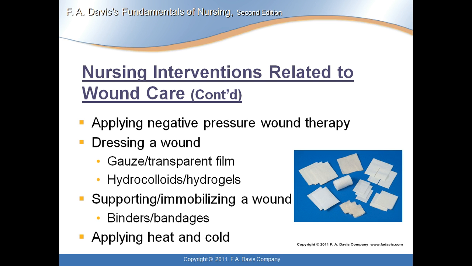For dressing on wounds, you'll usually use gauze and transparent film. The hydrocolloids and the hydrogels. Usually you place the hydrocolloids or the hydrogels on the wound, and then you'll usually put gauze over the top of it and then a transparent film, or you'll put gauze over it and then put tape on top of that. We have supporting and immobilizing a wound. We've got binders and bandages. We will also apply heat and cold.